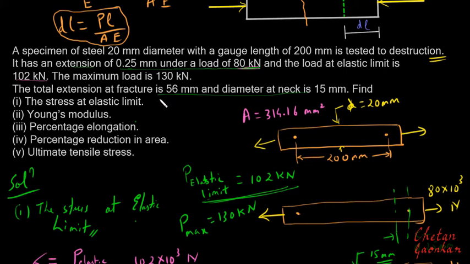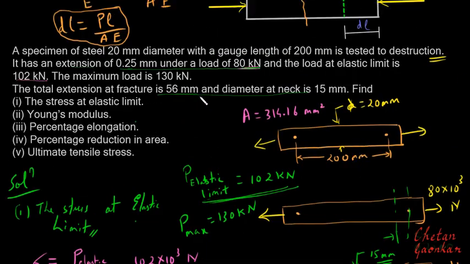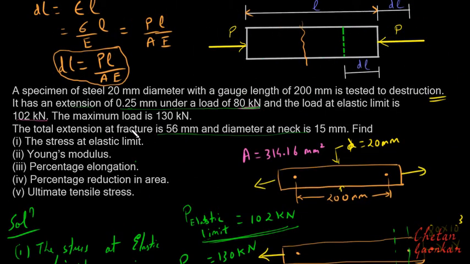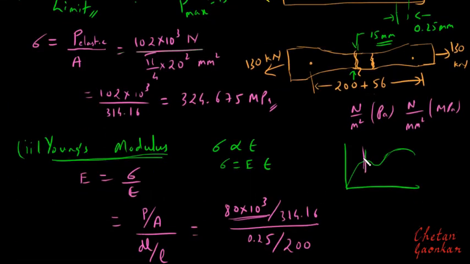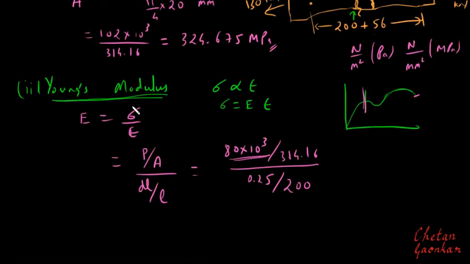Suppose if we had taken this as our change in length 56 mm at 130 kilonewton, can we take it to find this Young's modulus quantity? No. Why? Because this 56 mm extension at fracture will occur when the maximum load of 130 kilonewton is applied. But since 130 kilonewton exceeds this 102 kilonewton, this 130 will be somewhere here and 102 is here. Since this load exceeds this load, we cannot use these terms here to calculate Young's modulus.